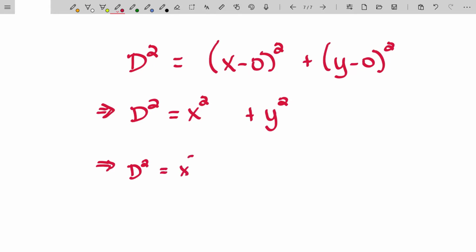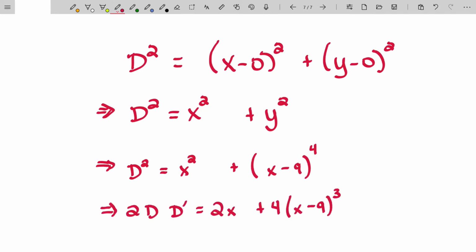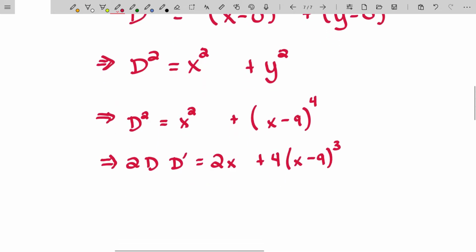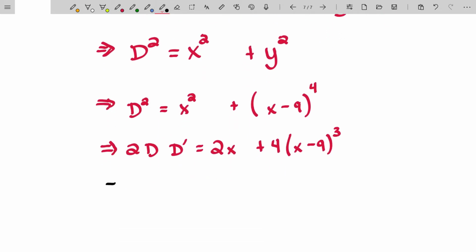That's usually not what I want to do, but it's going to be x minus 9 squared squared, which is x minus 9 to the 4th. And now you can go ahead and take the derivative of both sides. I'm doing this implicitly. You technically do not have to do this implicitly, but I'm just doing this implicitly because I want to.